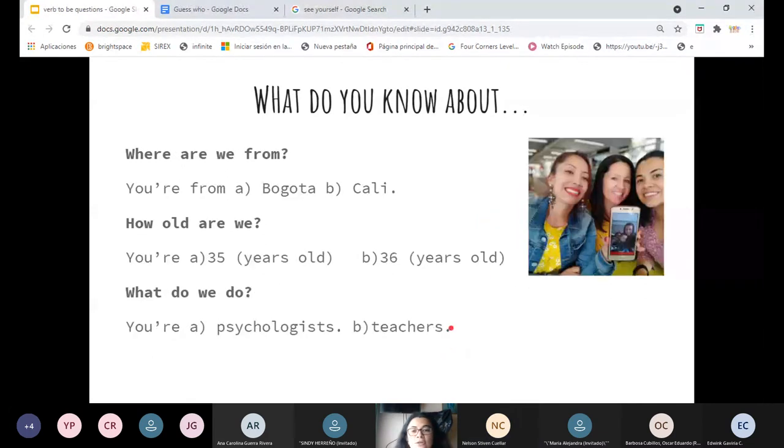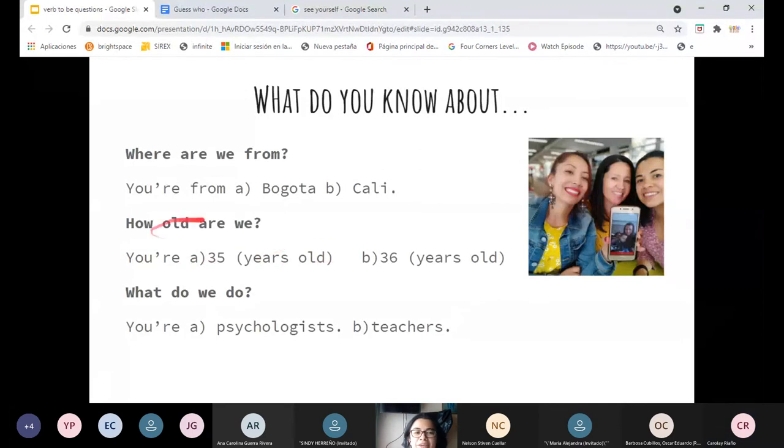Okay, guys. And look, this is my friends and I. This is the teacher, Diana. That's me. And some of my friends. So my first question is, where are we from, guys? What do you think? Where are we from? Caroline, what do you think? Where are the teacher and her friends from? So the options are, you are from Bogota or you are from Cali. In my case, Caroline, what do you think? Where are we from, Caroline? You're from Bogota? Yeah, that's right.